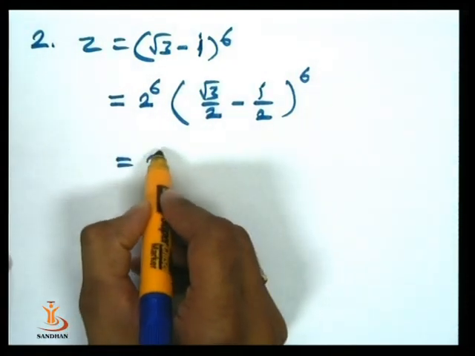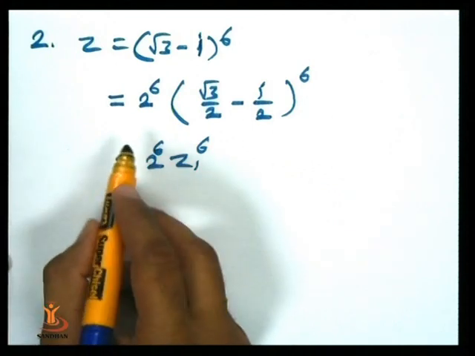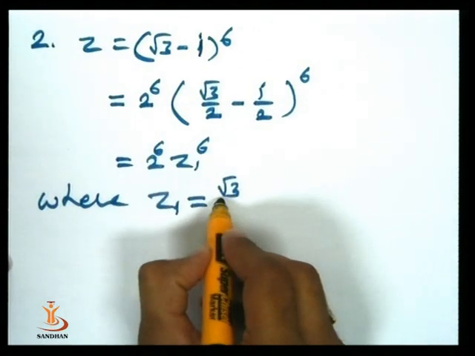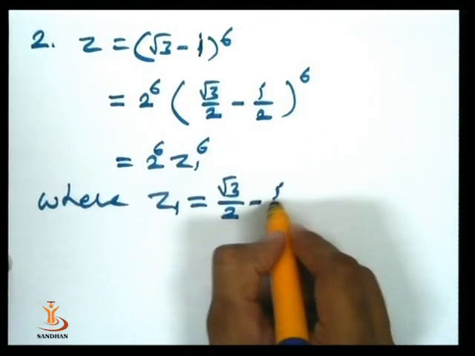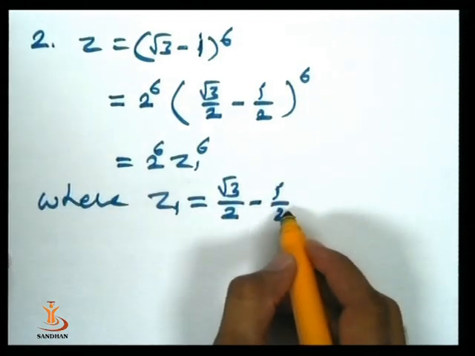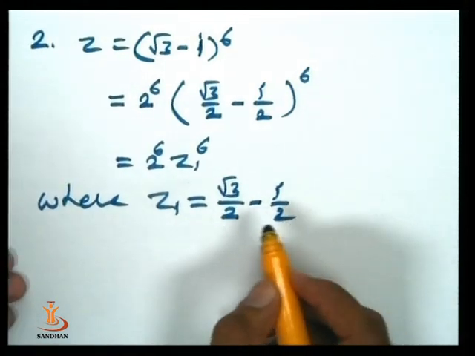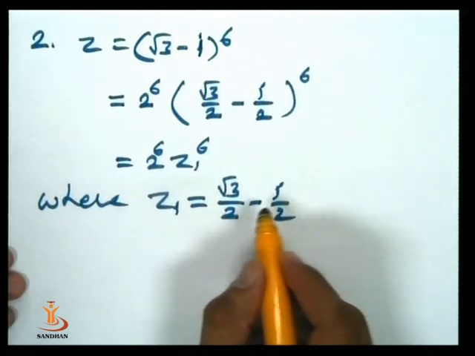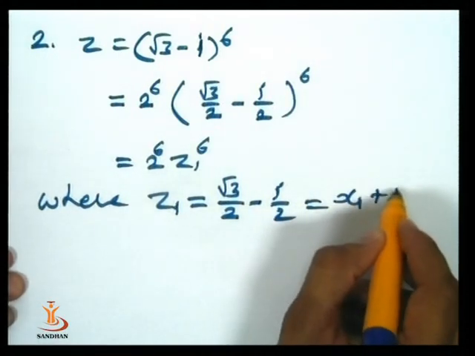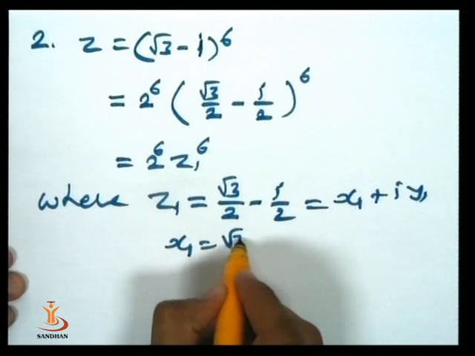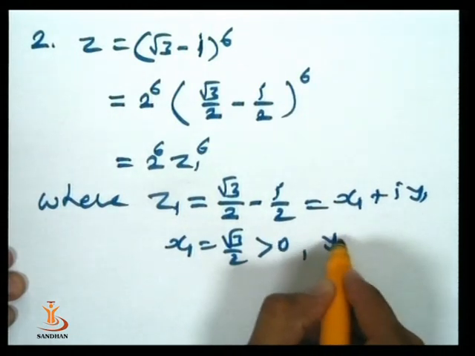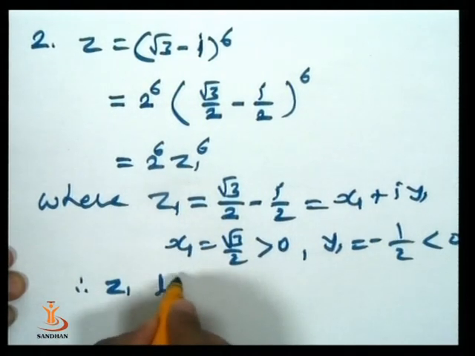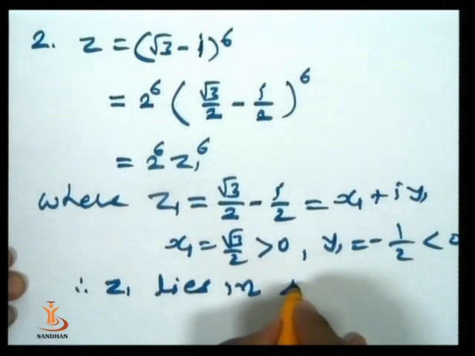So let me take this as 2 raised to 6 into z1 raised to 6, where z1 is equal to root 3 by 2 minus i by 2. So x1 equal to root 3 by 2, which is greater than 0, and y1 equal to minus 1 by 2, which is less than 0. Therefore z1 lies in the fourth quadrant.